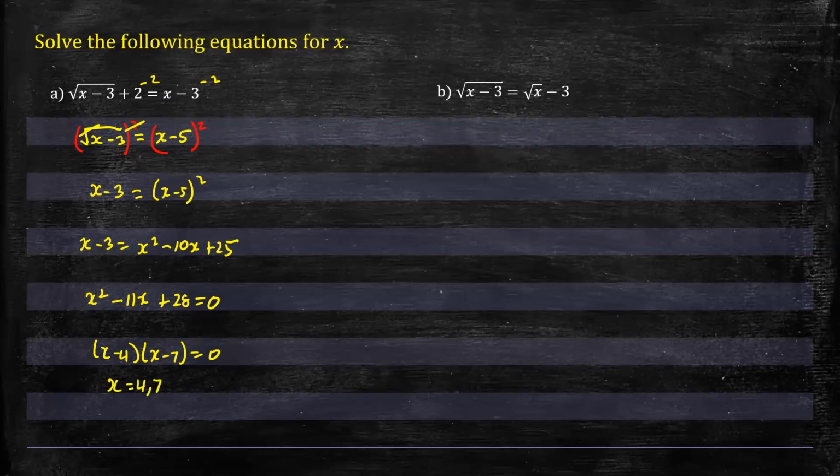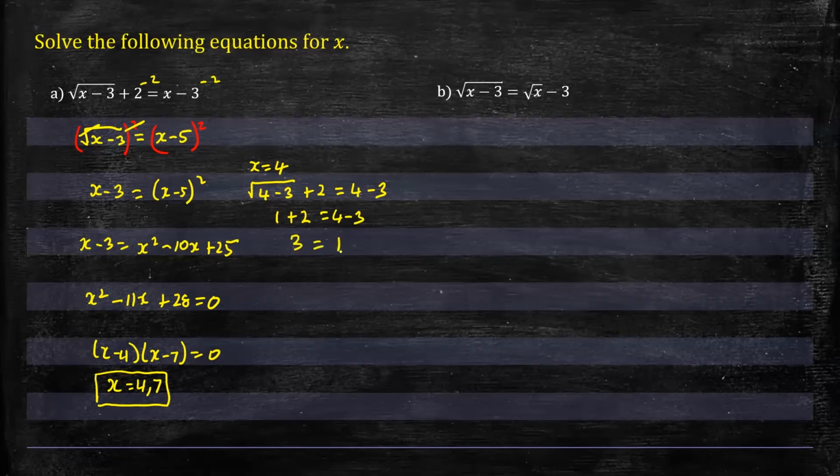So this could be the final answer, but with surd questions, we need to check the solution actually works in the original question. So we've got x equals 4 and x equals 7. So let's check the solution x equals 4. And we'll substitute it back into the original. So we'll get the square root of 4 minus 3 plus 2 equals 4 minus 3. 4 minus 3 is 1, and the square root of 1 is 1. So 1 plus 2 equals 4 minus 3. 1 plus 2 is 3. 4 minus 3 is 1.